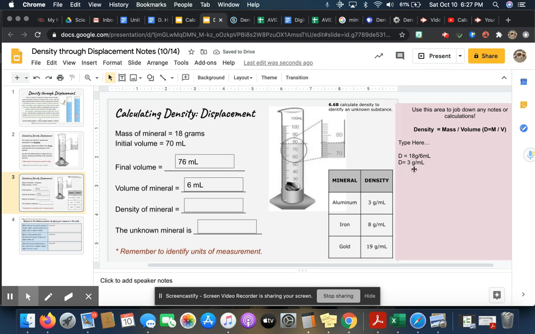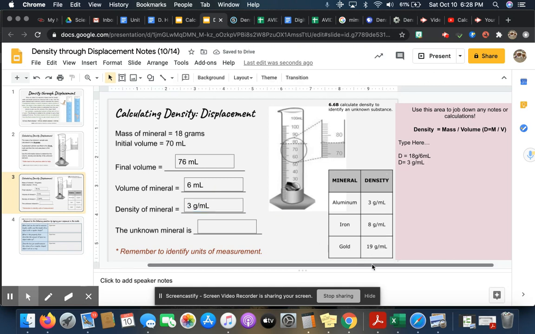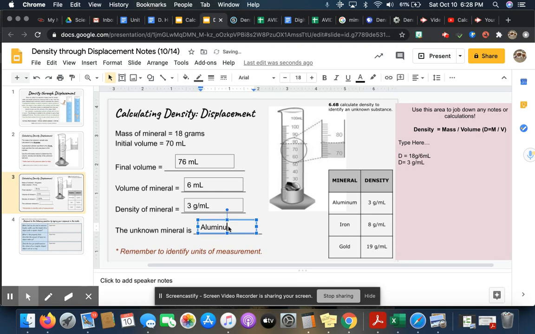Once I know my density, let's plug it in. So 3 grams per milliliter. Once I know the density, I can compare it to this chart I have here. And I'm just going to locate where 3 grams is, and it'll tell me what my mineral is. So here's 3 grams, 3 grams. So my mineral is aluminum, and that is what we type into the box. Okay.